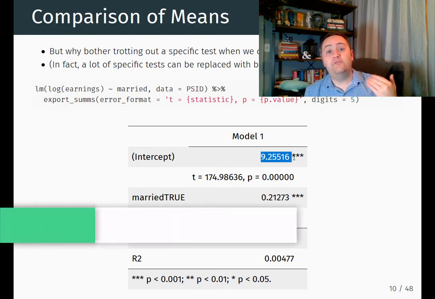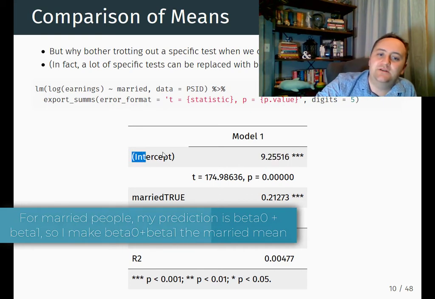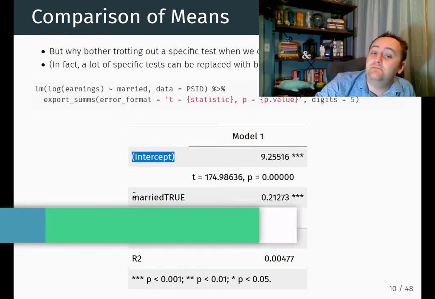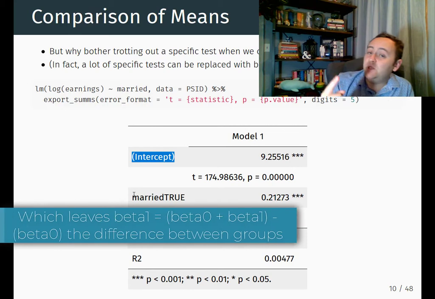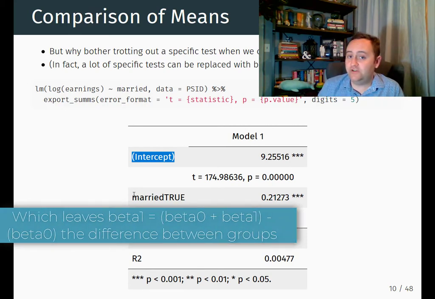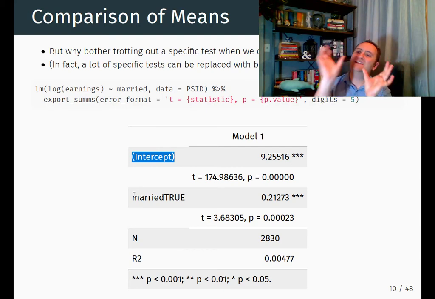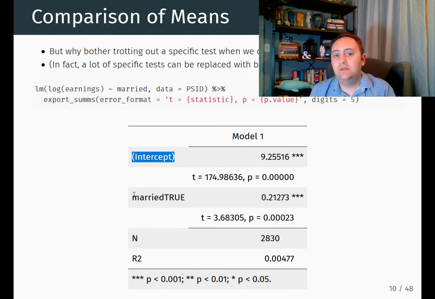If I plug in a value of one for married, if I look at married people, now I have two things going on. I have the intercept plus the coefficient on married times the value of married, which is one. So now we're just back to the intercept plus the coefficient on married. The sum of those two together should give me the average value for married people. And since the intercept gave me the average for non-married people, the coefficient on married must give me the difference between the two. So the coefficient on the binary variable is giving me a comparison of means.